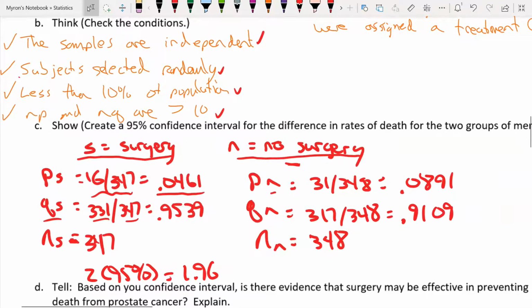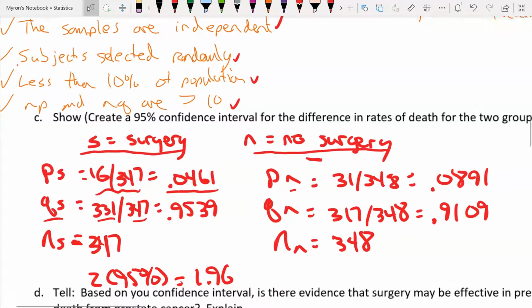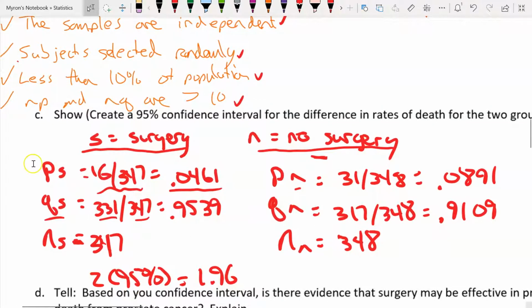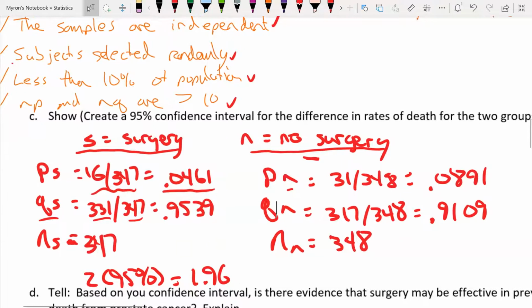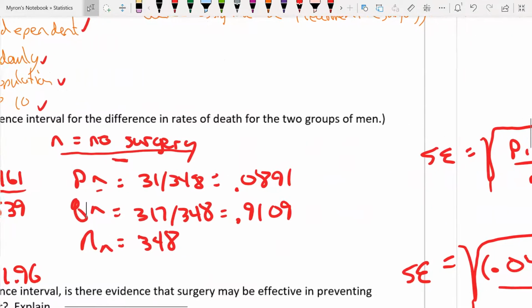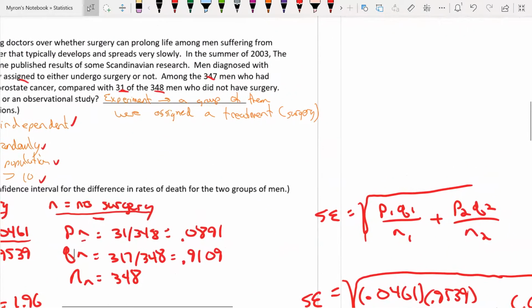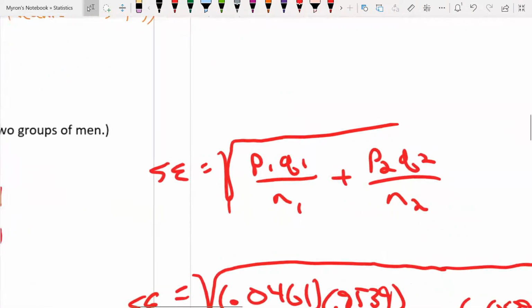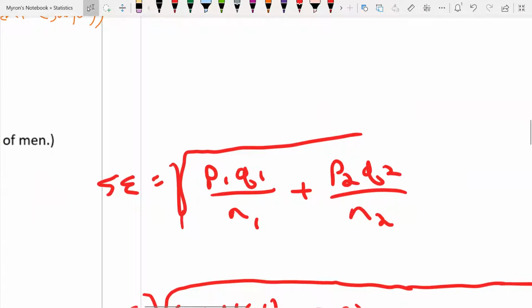So they want us to create a confidence interval first. The confidence interval is going to be 95% because that's what they tell us. So the z-value for 95% is 1.96. So let's take this data and use the formulas. I'll explain the formulas to calculate the confidence interval. The big formula here is the standard error, this formula right here.